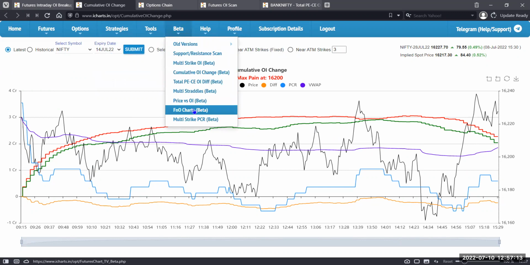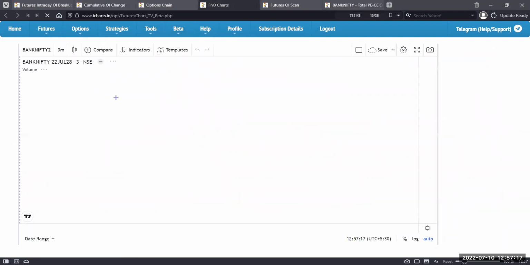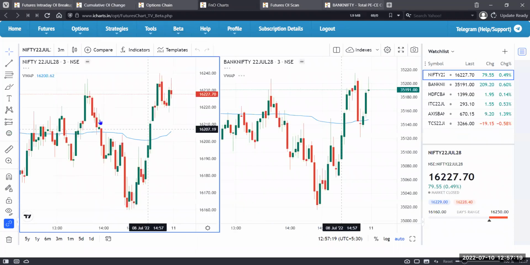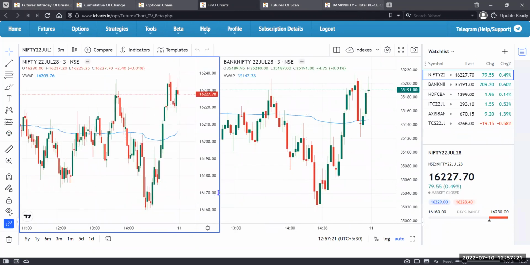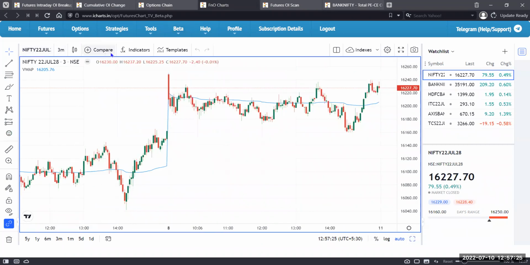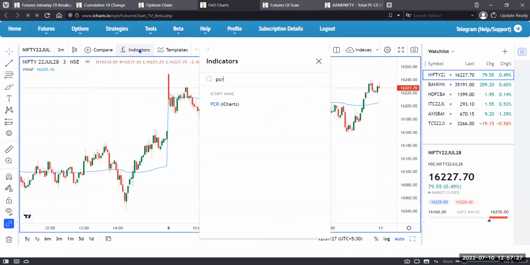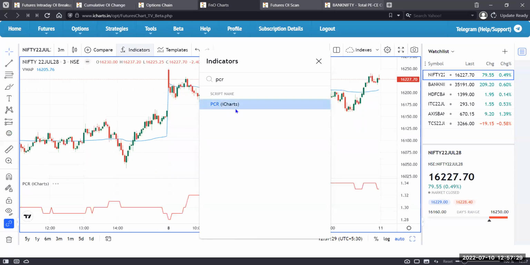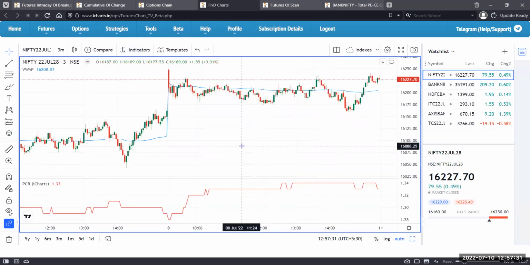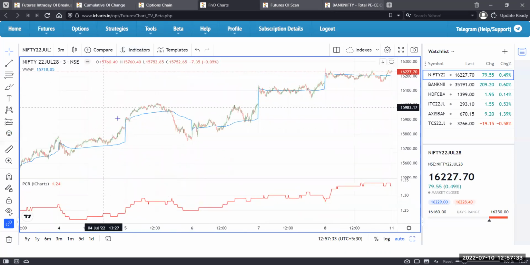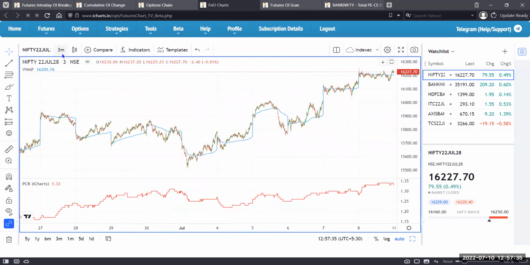I don't know. I opened the chart and added that indicator. No, you added it on a futures or option? Futures. But then that should be there. 1 minute, let me check. PCR. So this will add the overall PCR for the script.